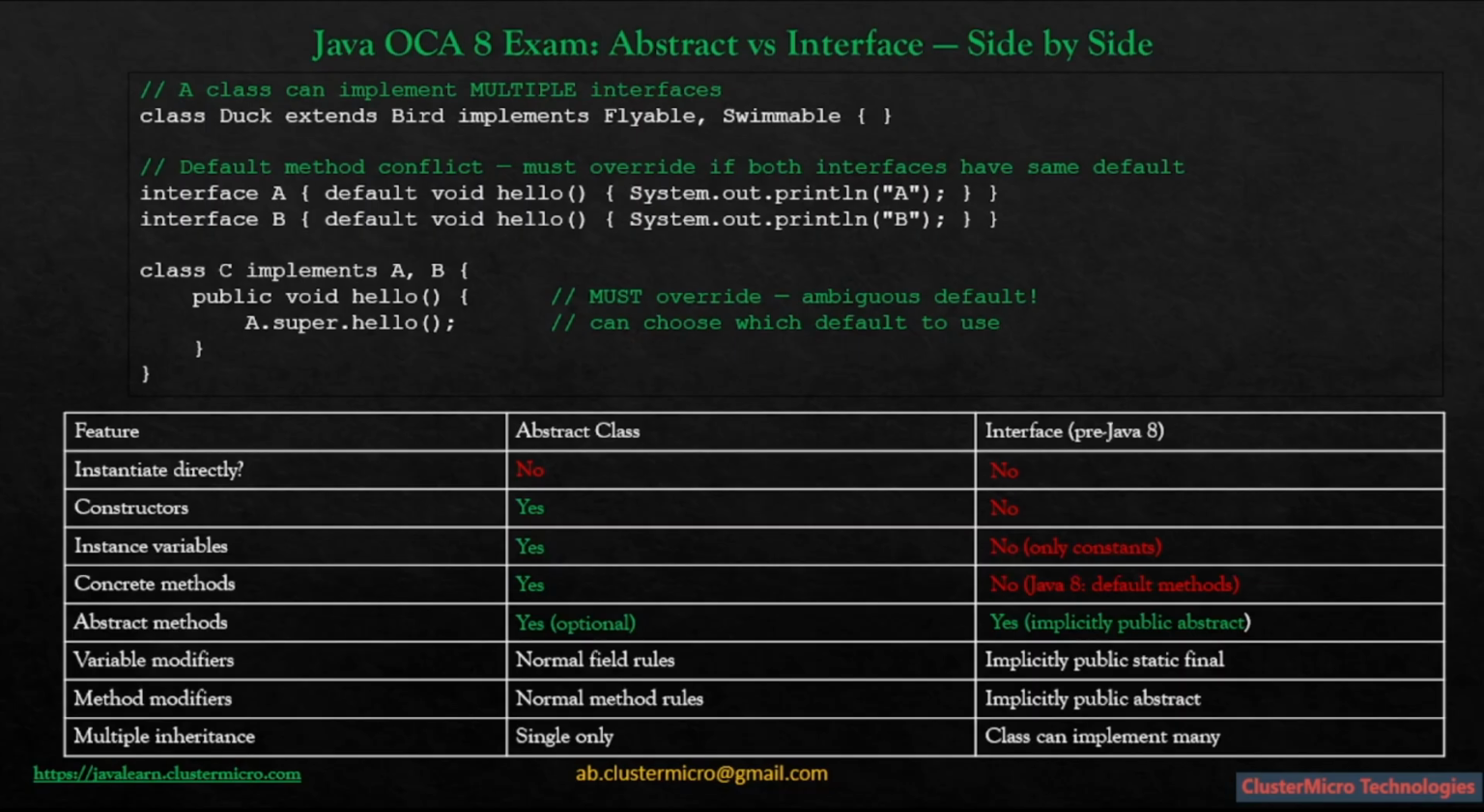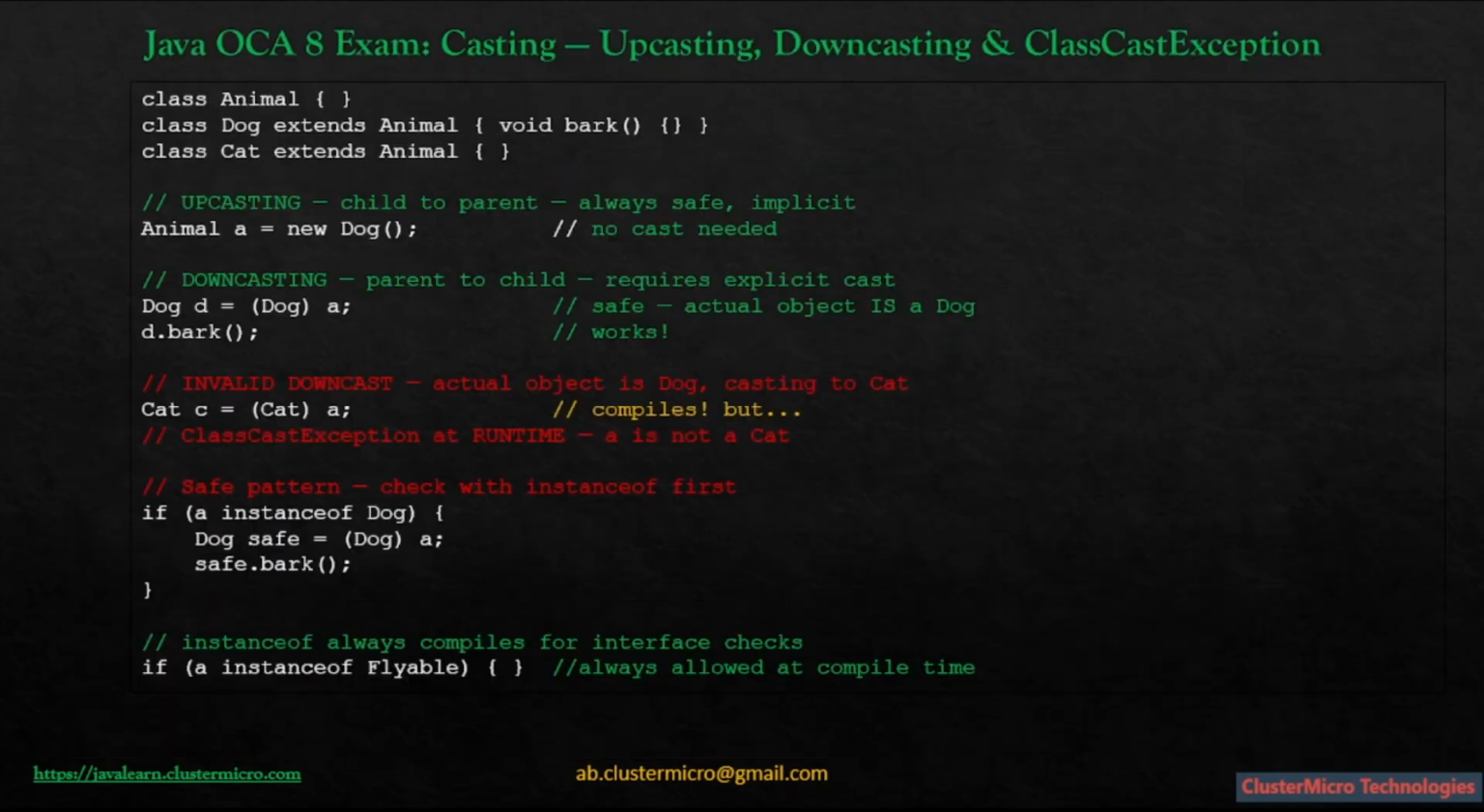Now, upcasting, downcasting, and ClassCastException. Casting in Java means converting a reference from one type to another. The safety of a cast depends on the direction of the conversion. Upcasting converts a reference from child type to parent type. That is always safe, because a child object always satisfies everything defined by the parent class. For example, a Dog is always an Animal, because this conversion is guaranteed to be valid. Upcasting happens automatically and you do not need to write an explicit cast.